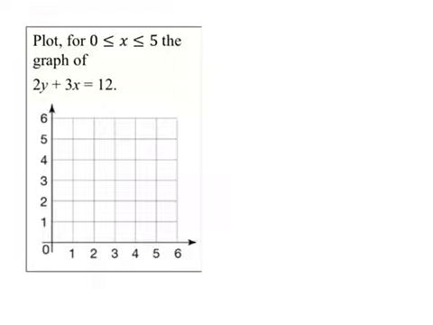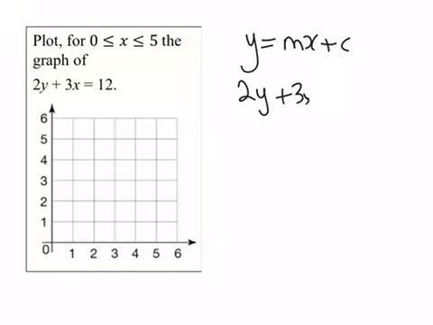Now this is one that people are struggling with quite a lot, and probably the reason is it doesn't look like a normal line. We're used to lines that look like y equals mx plus c. And I could, if I want, rearrange this just so you can see this is a straight line. So at the moment I've got 2y plus 3x equals 12.